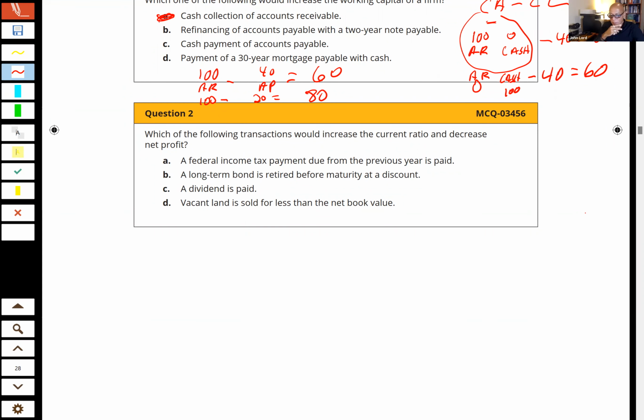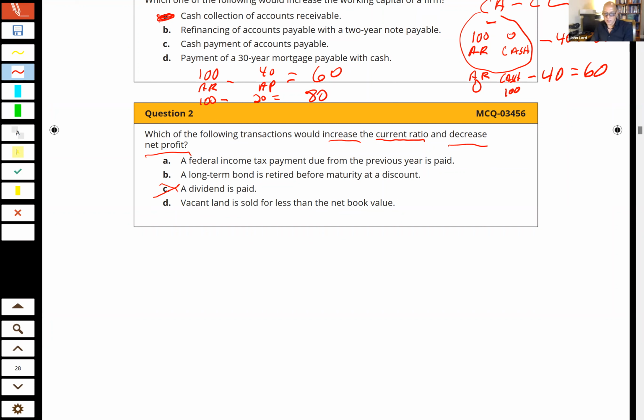Okay, now, when you look at this, they're asking us what is going to affect what? Current ratio, which is what? A balance sheet implication, and what? It'll increase and decrease net profit, which is an income statement implication. So when you just go through the choices like that, I think, Sam, that's why you kind of said, oh, what did I do here, right?